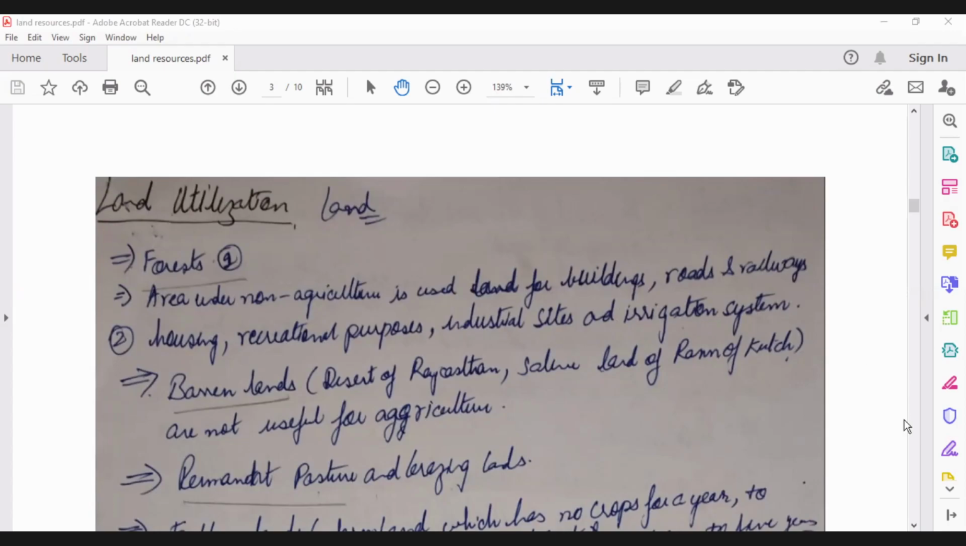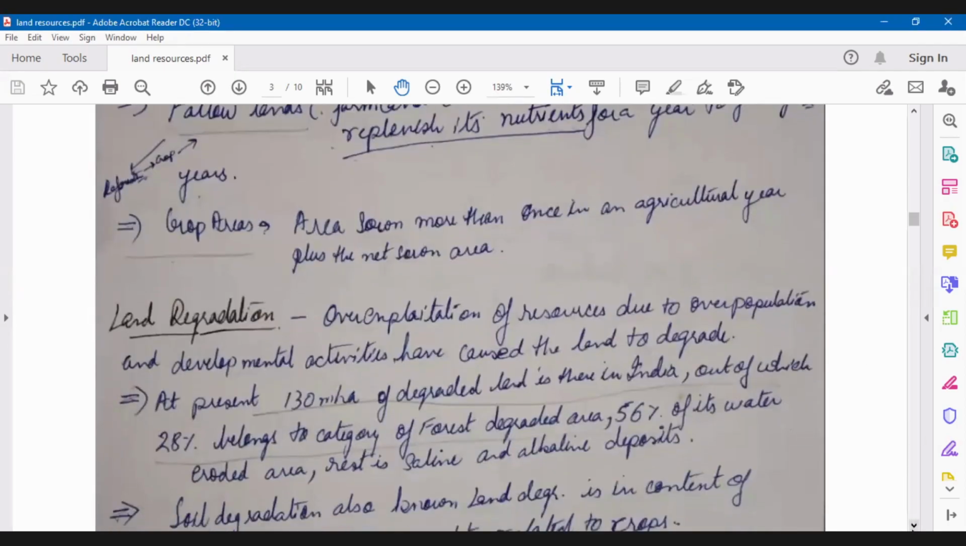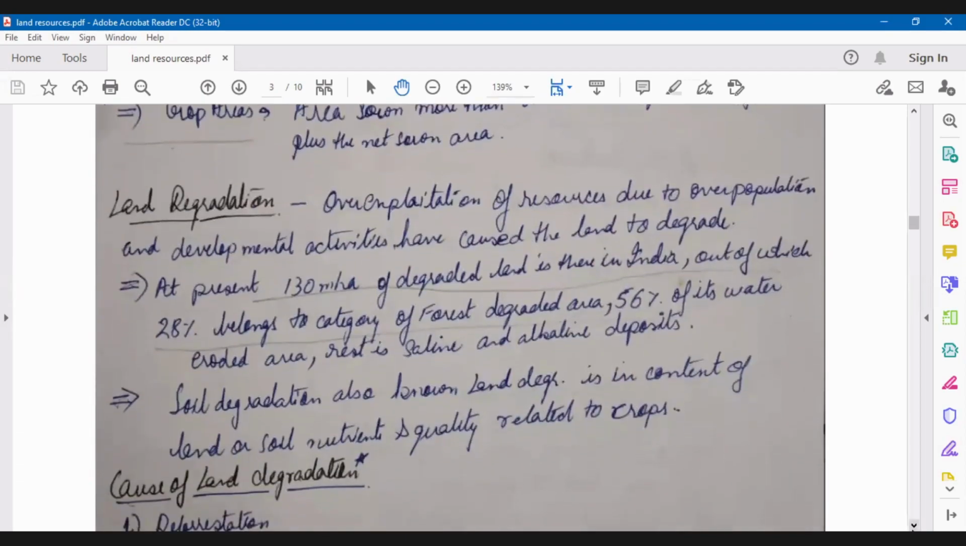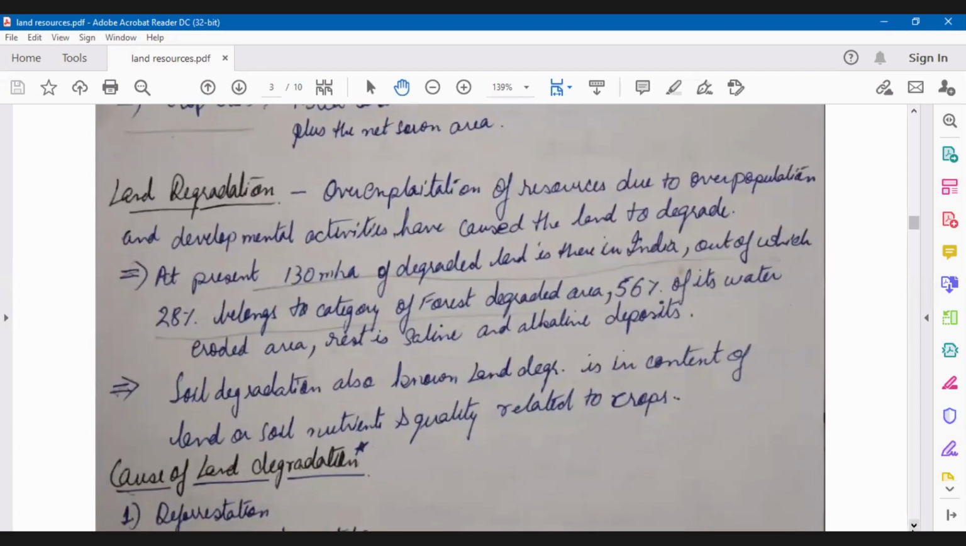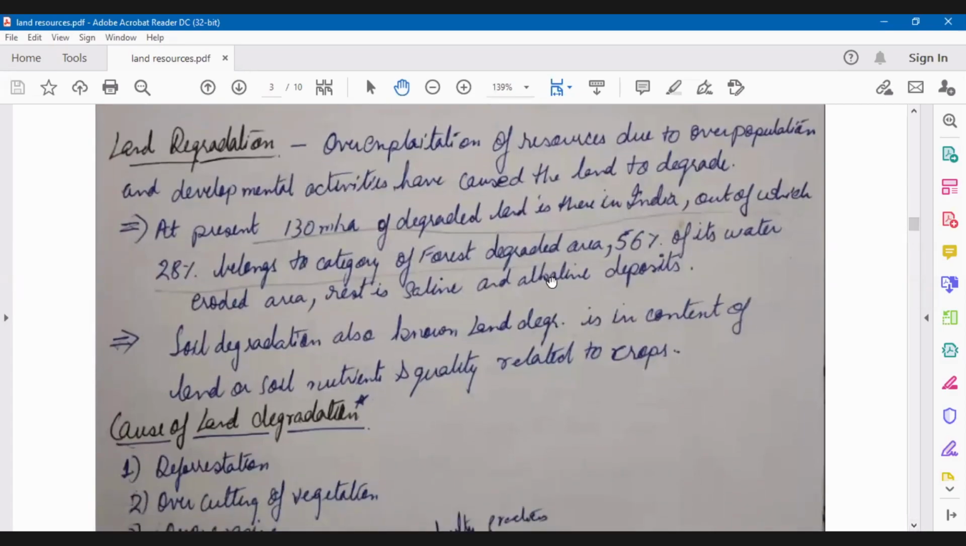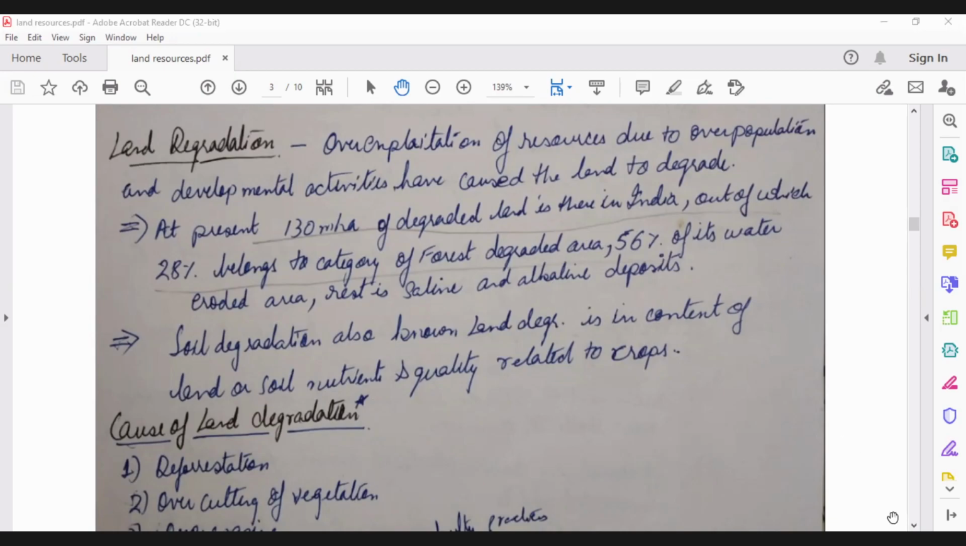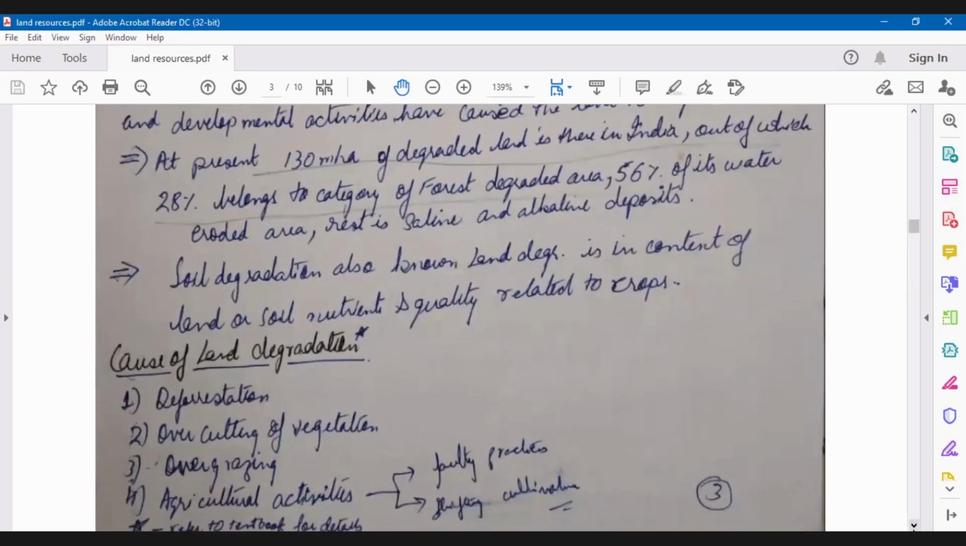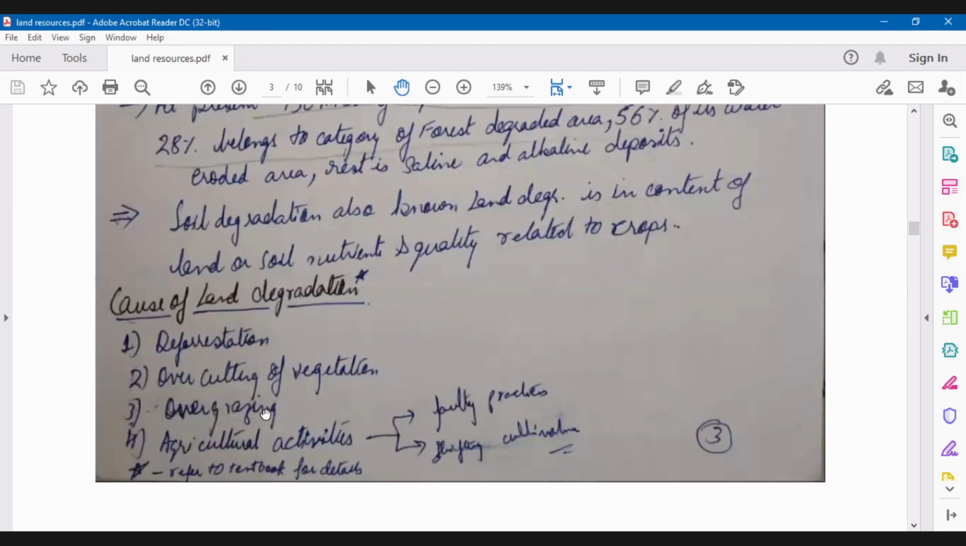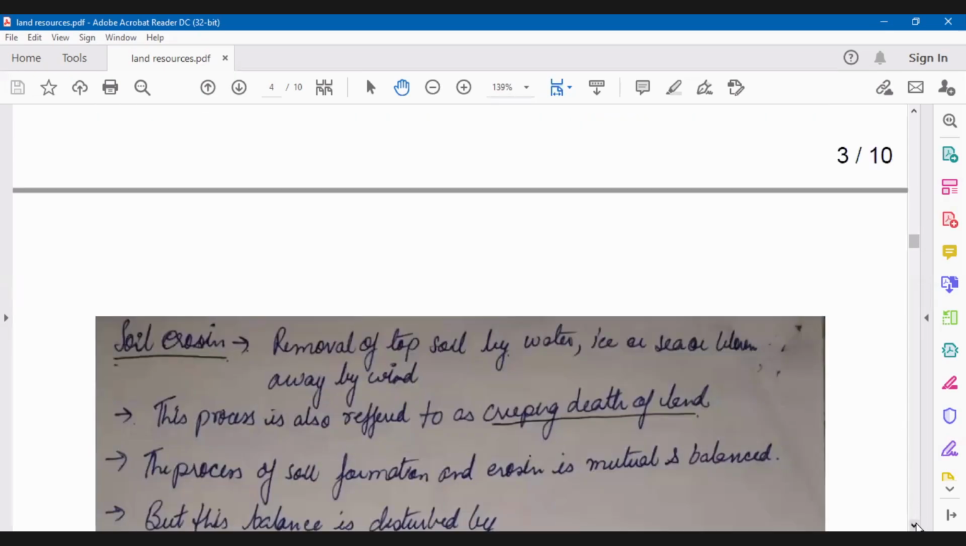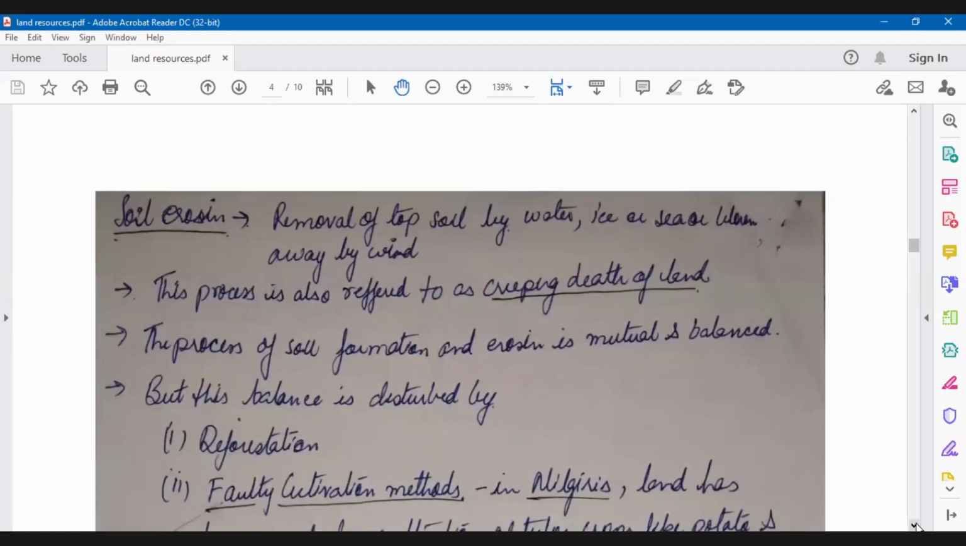Next is land degradation. This particular topic has been covered in your forest resources and also in your food resources. But because we are talking about land, we have to revise it or read it again. When we talk about land degradation, there are various factors related to it: deforestation, over cultivation of vegetation, overgrazing, faulty agricultural practices, and shifting cultivation, which we have already read. But we'll look into the detail and the statistics here.